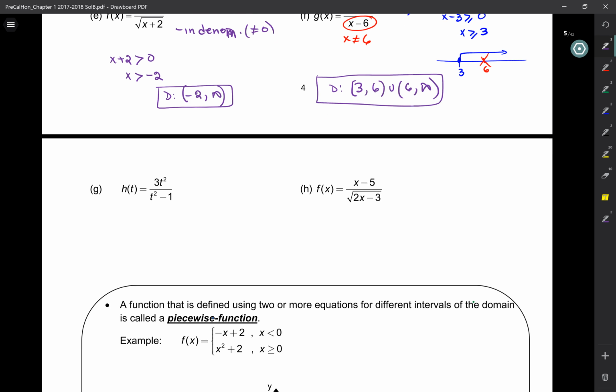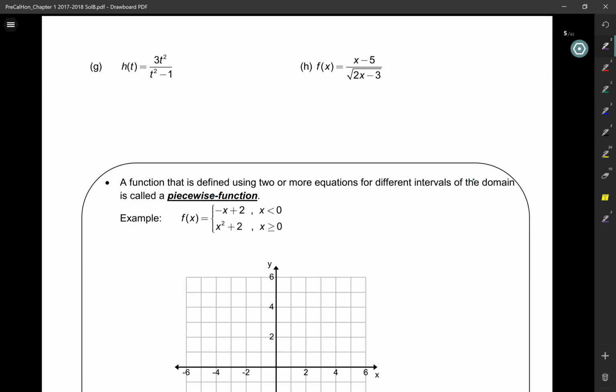Okay. Take a look at this one. Any problems with the numerator? No, it's a polynomial function, all reals. It's got to pass. Any problems with the denominator? What can it not equal? Plus or minus 1. So negative infinity to -1, and then the union -1 to 1, and then 1 to infinity.